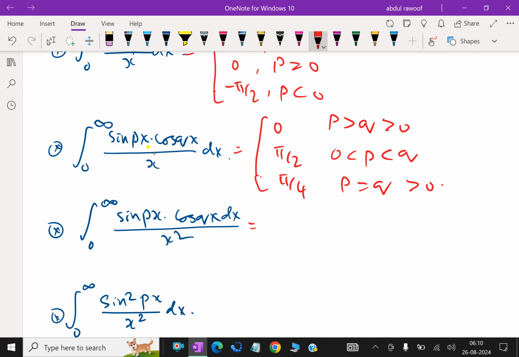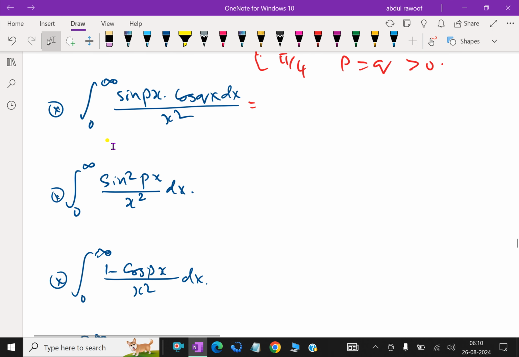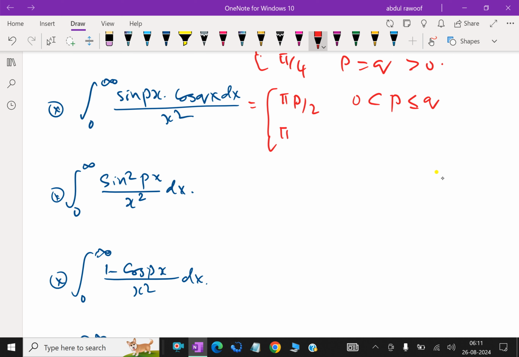Next one, the integral from 0 to infinity of sin px cos qx dx over x squared, having two results. It is pi p by 2 if 0 is less than p and q is greater than or equal to p. Next, pi q by 2 when p is greater than or equal to q greater than 0.